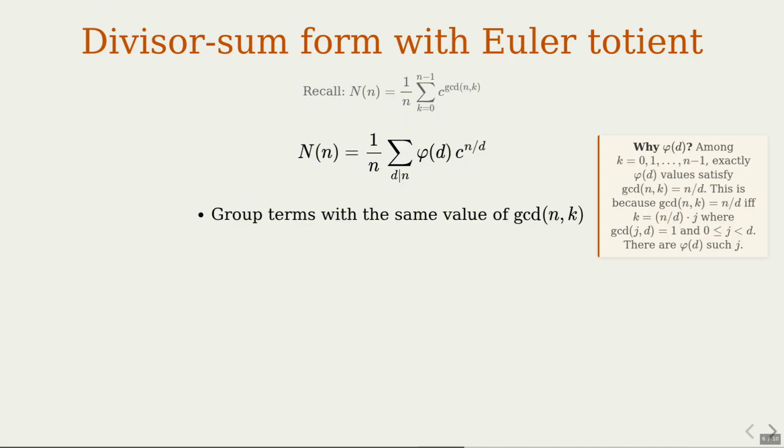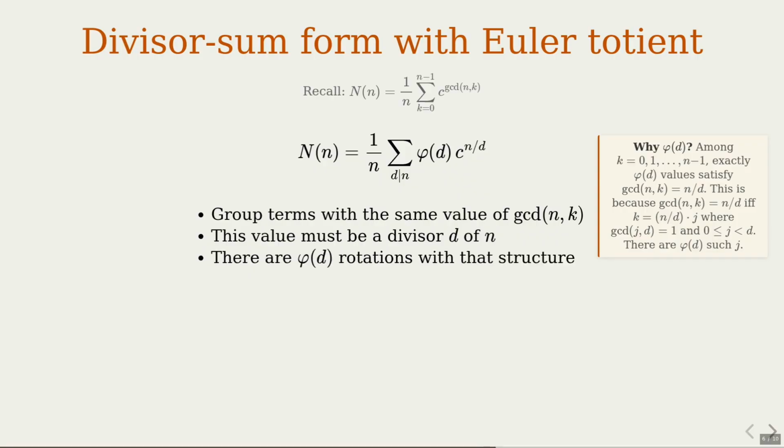Instead of summing over individual k, we bundle together all rotations that share the same greatest common divisor with n. Any greatest common divisor between n and k is by definition a divisor of n, so we naturally index by those divisors. Euler's totient function phi of d counts numbers that are relatively prime to d, which is exactly what appears when we classify rotations by their order.